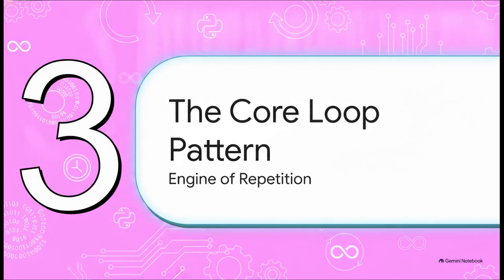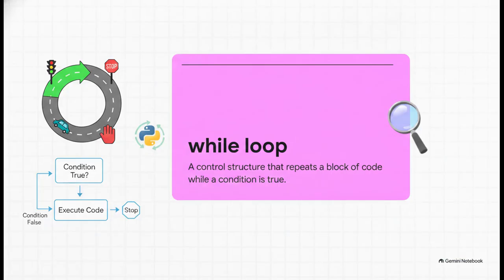All right, section 3, the core loop pattern, the engine of repetition. Now that we know how to update our variables, we can look at the actual mechanics of the while loop, which is built on a very specific, highly reliable pattern. A while loop is a control structure that lets Python repeat a block of code while a condition is true. Just think of the word while in everyday language. If I tell you, while the traffic light is green, keep driving, there is a super clear condition there.